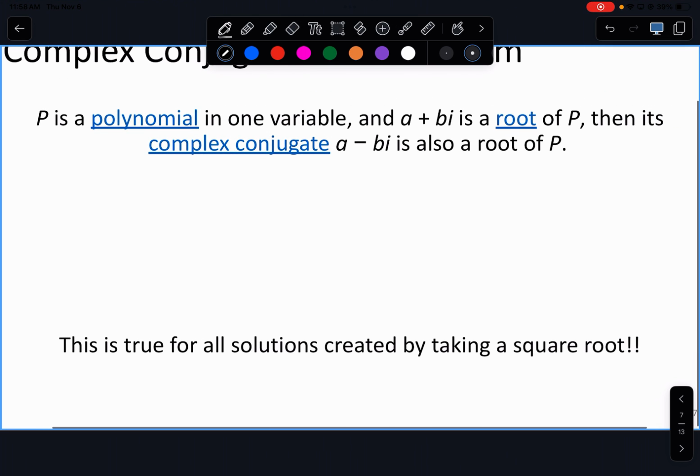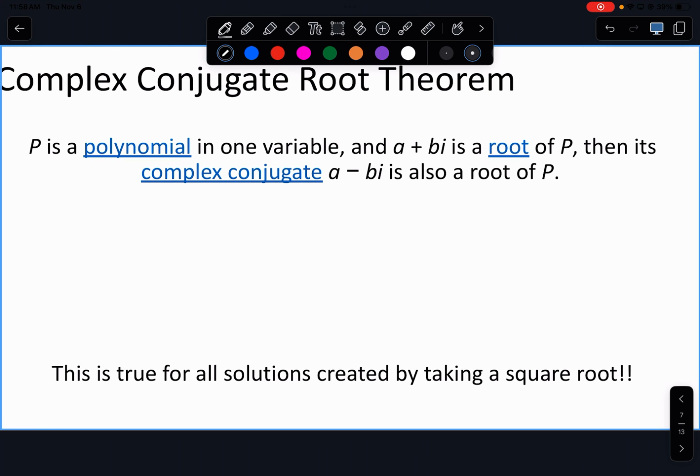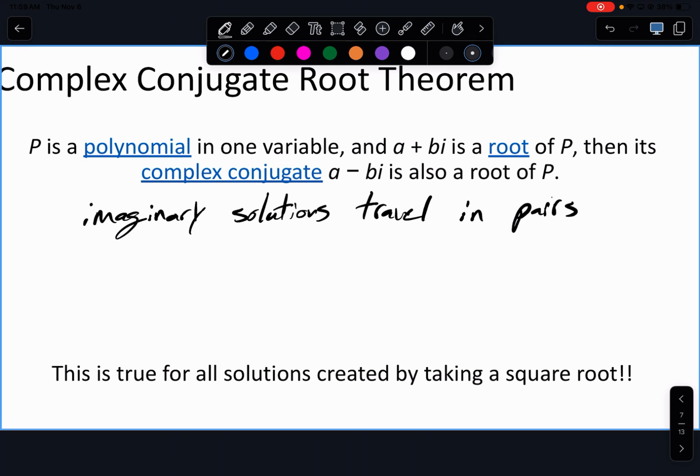Okay, now read this. That makes sense to you? I see a lot of faces like this. Like a lot of faces like scrunched up eyebrows and sideways looks. Okay, here's what this means. It means that our imaginary solutions travel in pairs. Okay, that's kind of the summarized version.